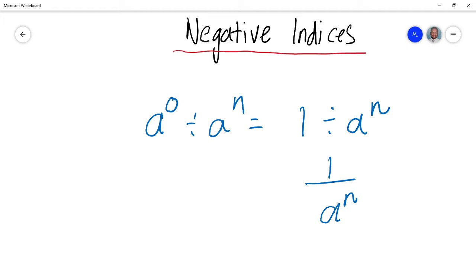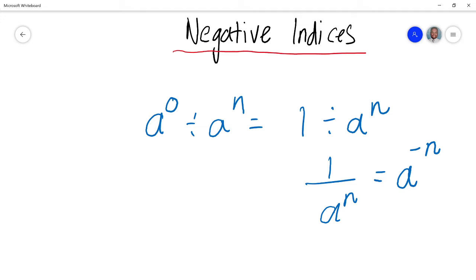Okay, so technically the negative law states that when you've got 1 as your numerator and a to the power n as your denominator, you can express this as a negative index, and that becomes a to the power negative n. All right, that's a to the power negative n. So you can see, in order for you to understand this, you need to know the second law, which is the subtraction law that applies to division.